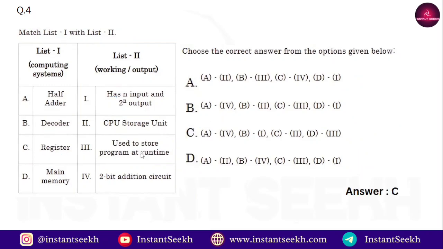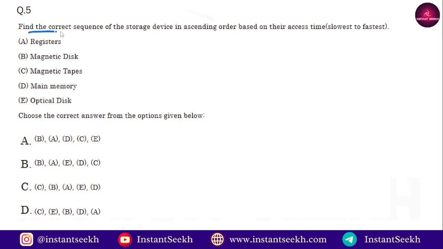Let's move on to the next. Find the correct sequence of the storage devices in the ascending order based on their access time. Slowest to fastest. Remember the metric here, they have asked for access time. Based on access time, you need to arrange the sequence starting from the slowest to the fastest. So the correct sequence we need to identify.